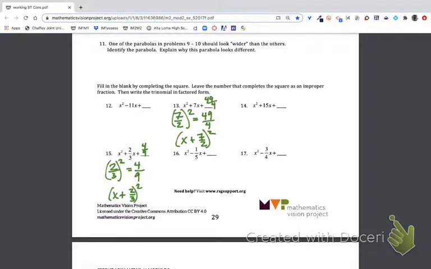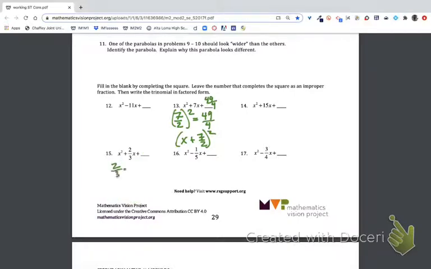I know that fractions seem like a very intimidating piece, but all you're really doing, sorry, I'm off my game here.